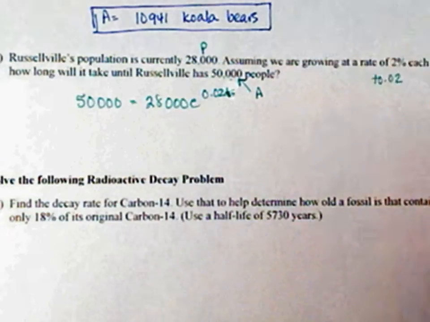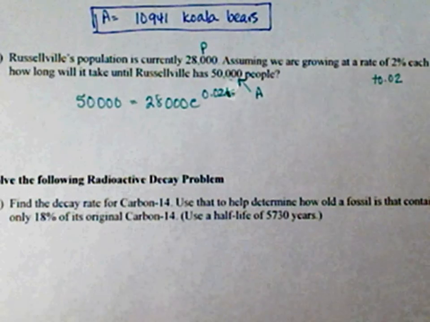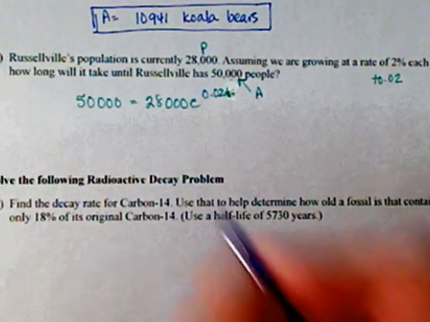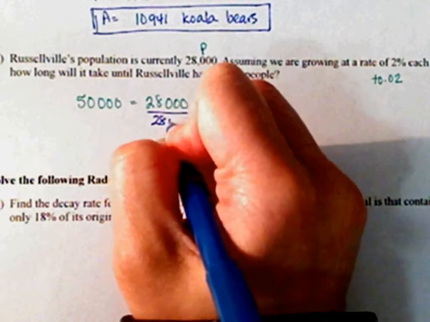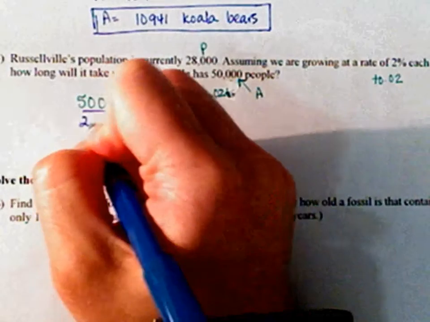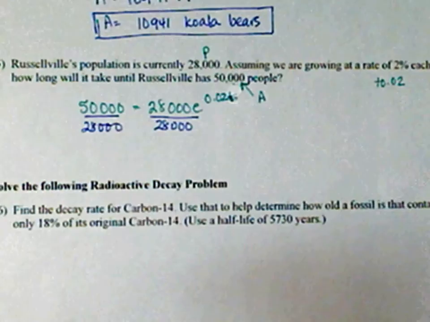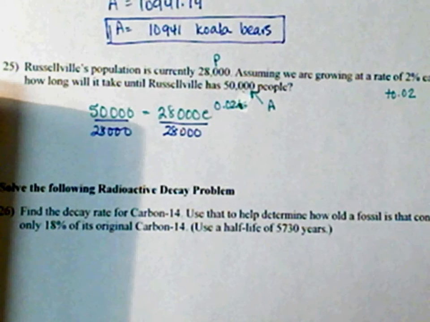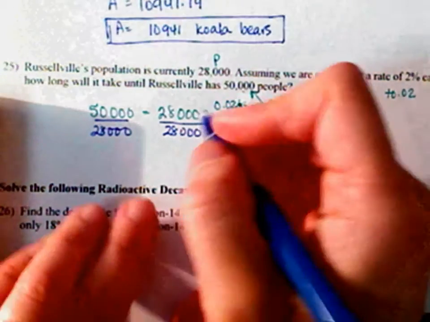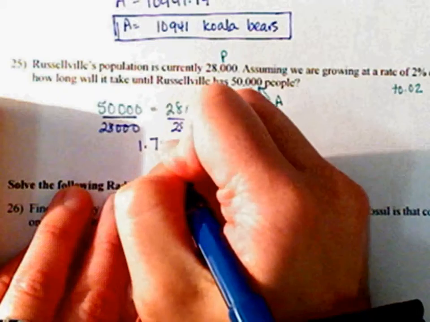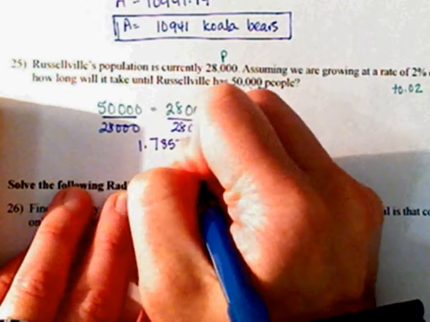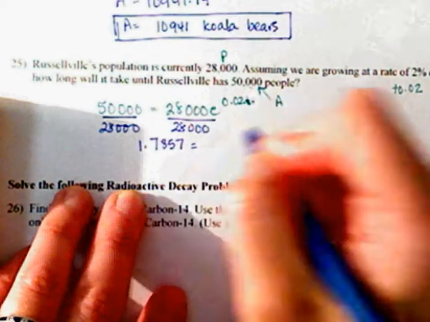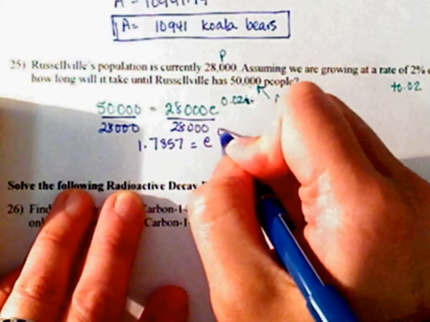All right, now you can solve it two ways. You can graph, or I'm going to use logarithm because I think it's easier to do logs. So I'm going to divide both sides by 28,000. What you do to one side, you do to the other side. Okay? So 50,000 divided by 28,000. That gives you 1.7857. Okay? And if you want to write the rest of the numbers, you can. Equals e raised to the 0.02t.